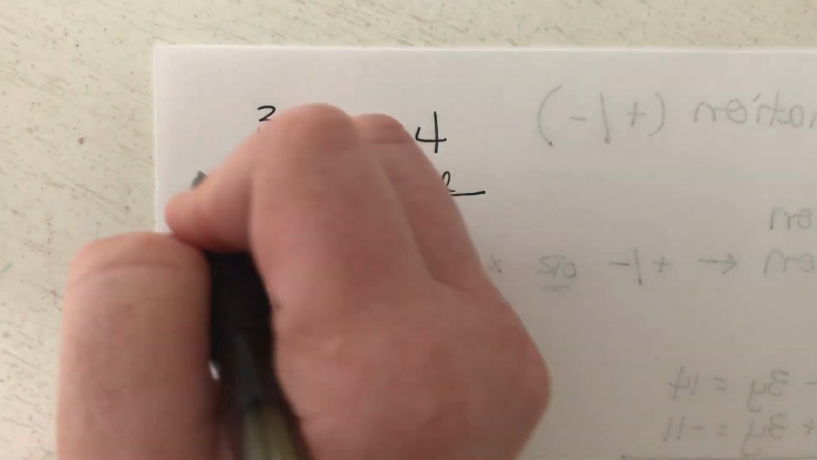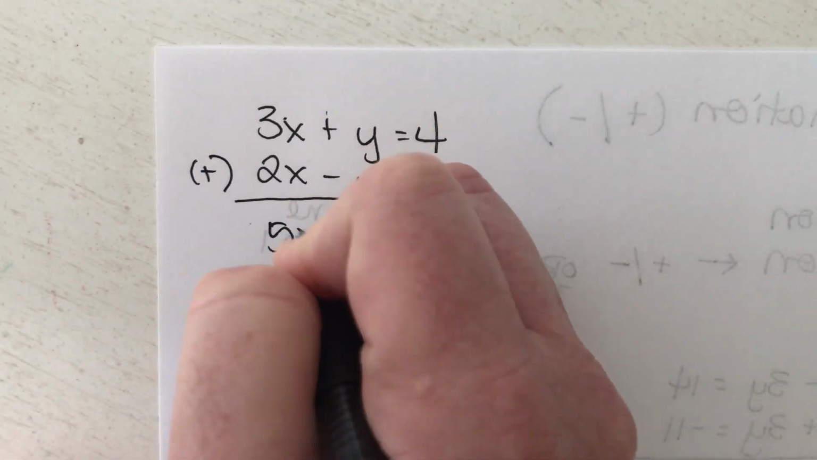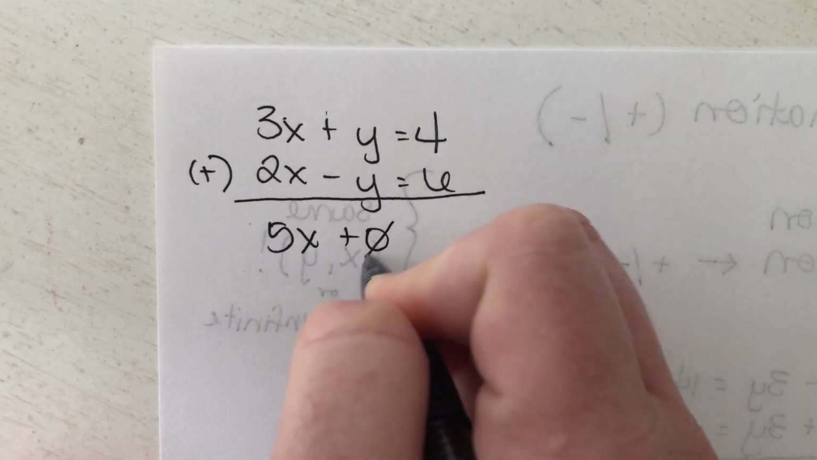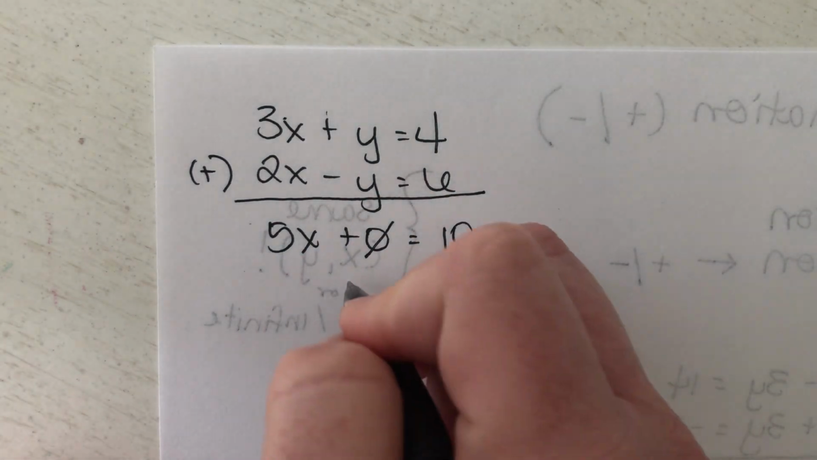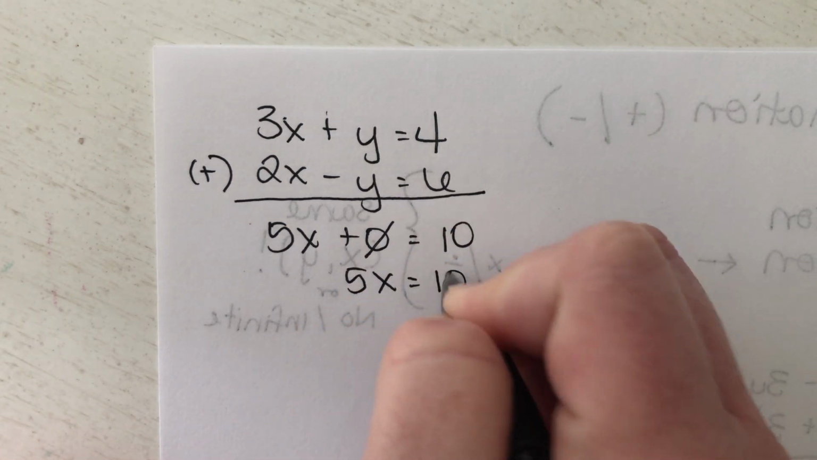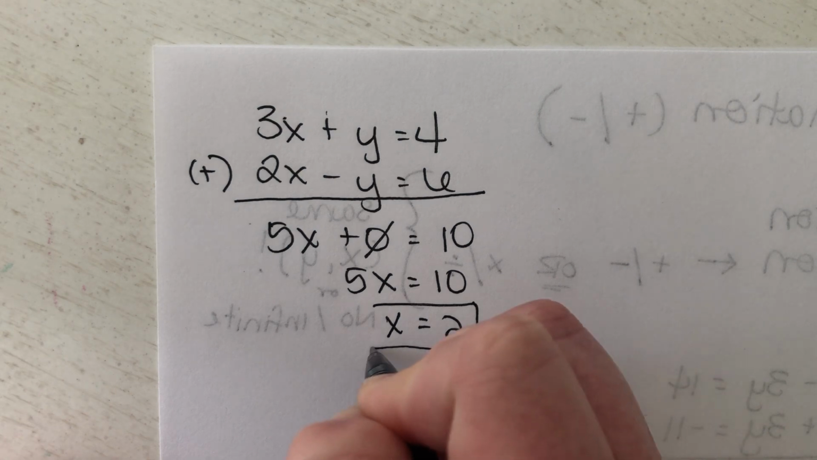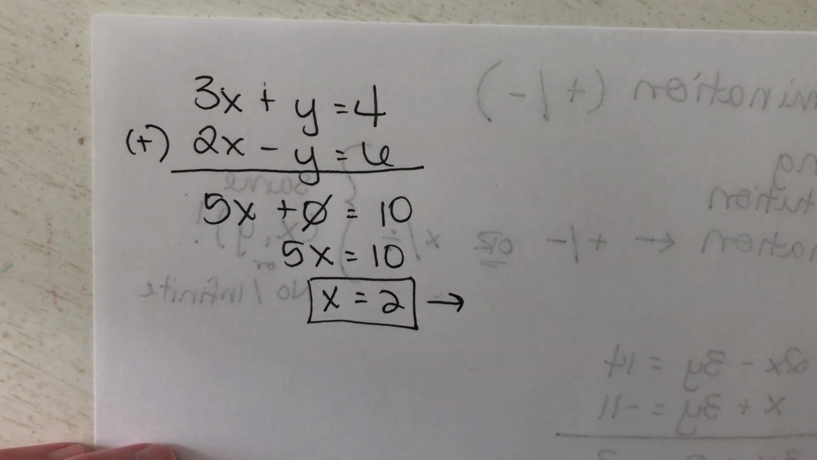Since the signs are different, I'm going to add. So 3x plus 2x is 5x. Y plus negative y is 0. And 4 plus 6 is 10. So 5x equals 10, divide by 5, and x equals 2. Okay, and then once I know one variable, I substitute to find the other.